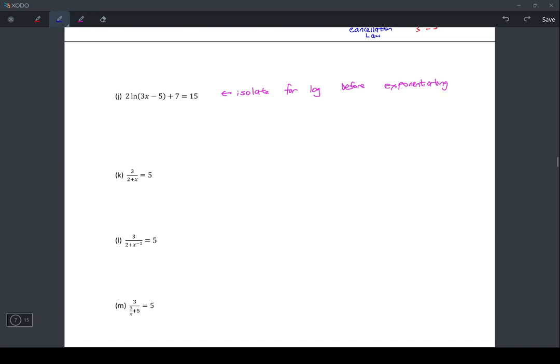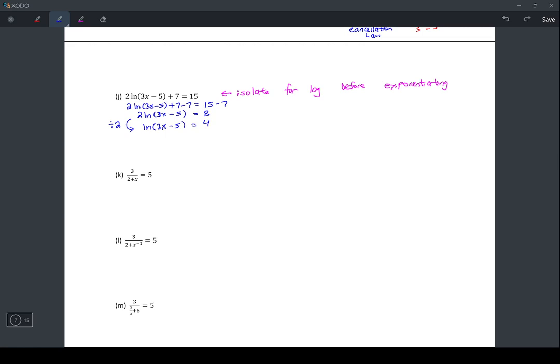The first thing I'm going to do is subtract 7 from both sides. 2 times the ln of 3x minus 5 plus 7 minus 7 is equal to 15 minus 7. So 2 times the ln of 3x minus 5 is equal to 8. Then I'm going to divide both sides by 2. So ln of 3x minus 5 is equal to 8 divided by 2, which is 4.